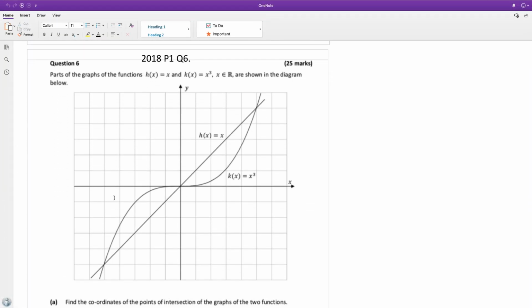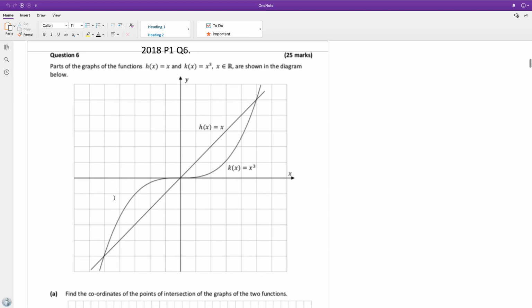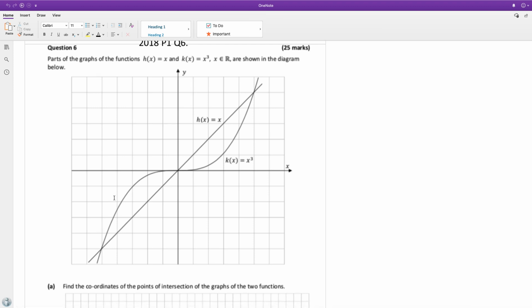Paper 1, question 6. Parts of the graph of the function h of x equals x, and k of x equals x cubed, are shown in the diagram below. Part A is find the coordinates of the points of intersection of the graphs of the two functions.